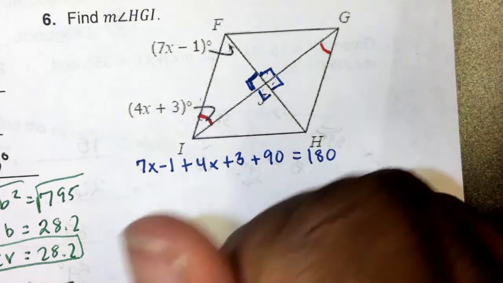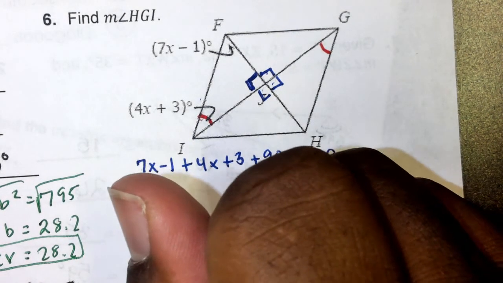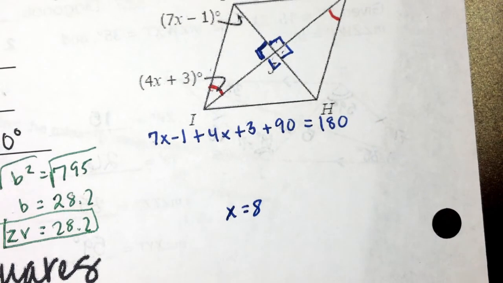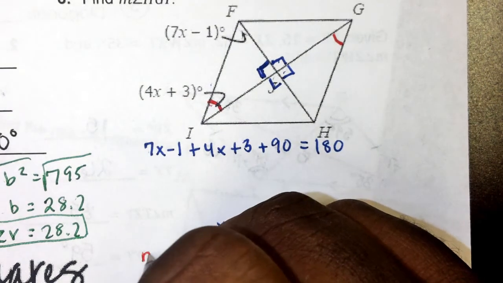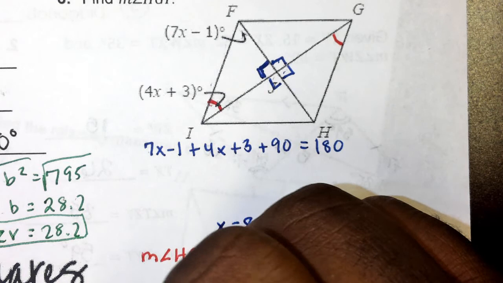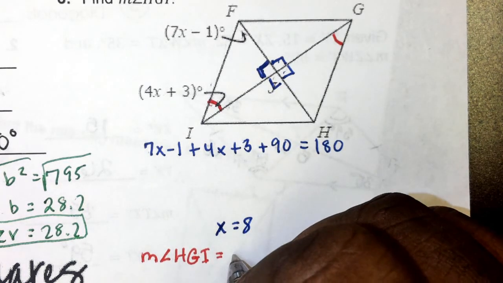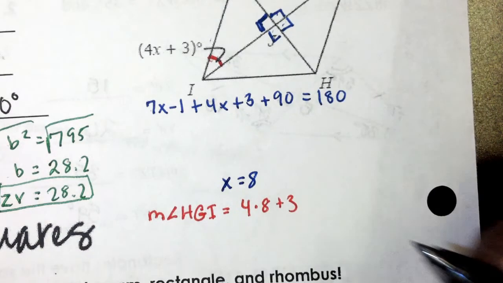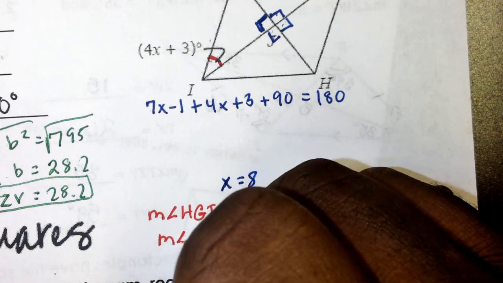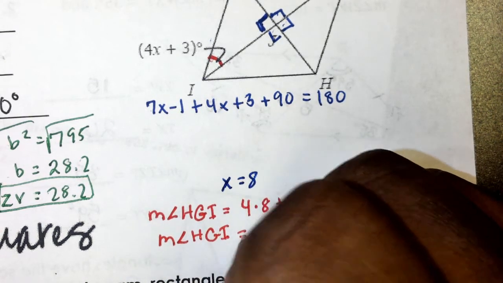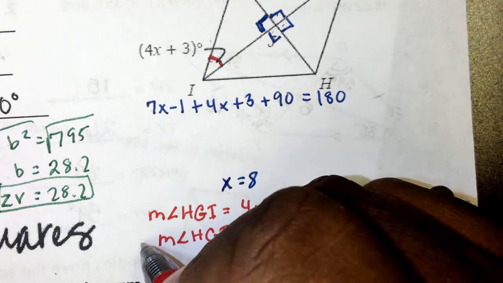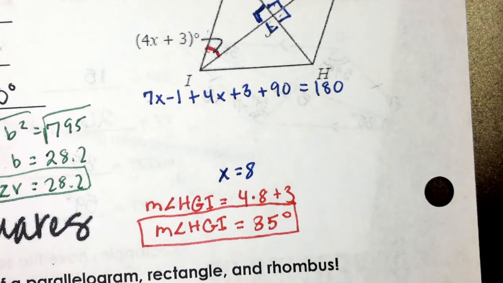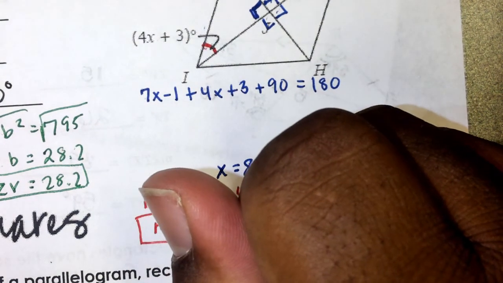Okay. It seems like most of y'all solved, so y'all said x equals 8. And then from there, y'all need to plug back in. We already identified which one we need to plug back into. So the measure of angle HGI is equal to 4 times 8 plus 3, which is, what did you say again, Faith? 35 degrees. It's a 3. I want to move this to 8.